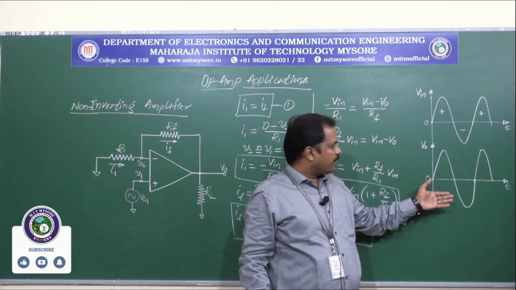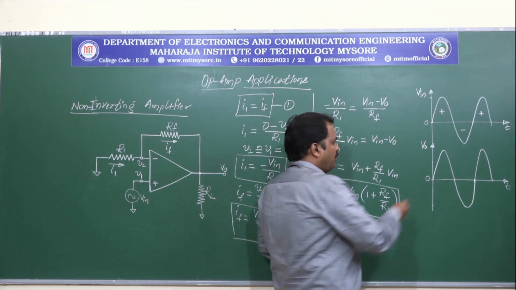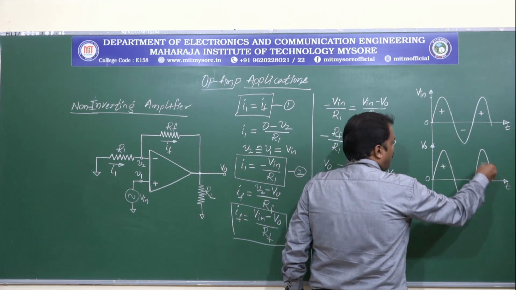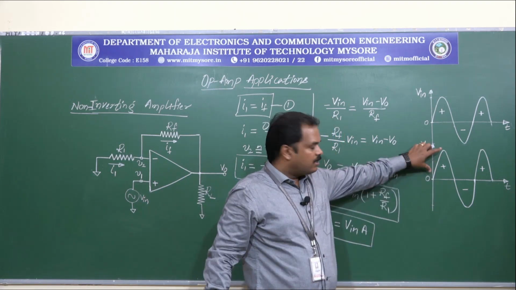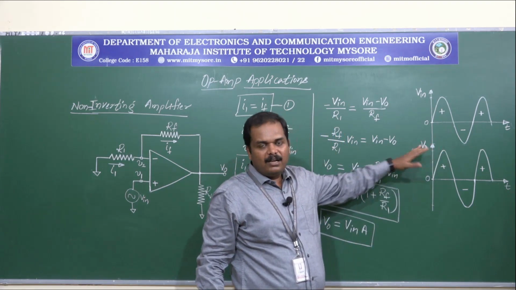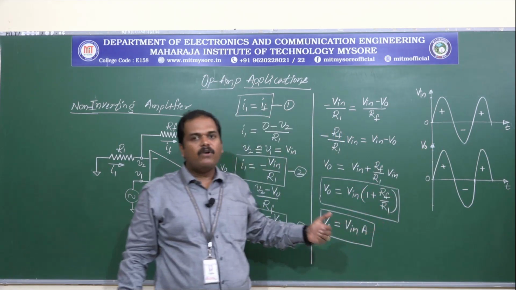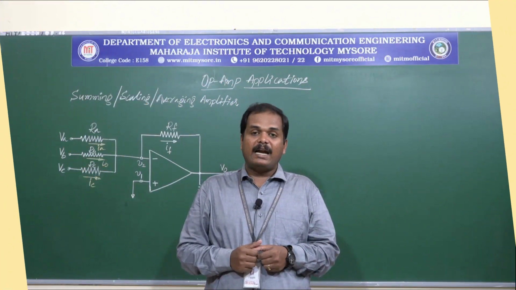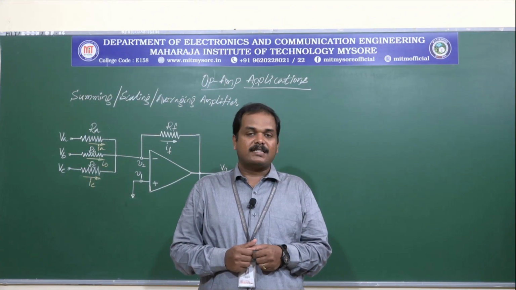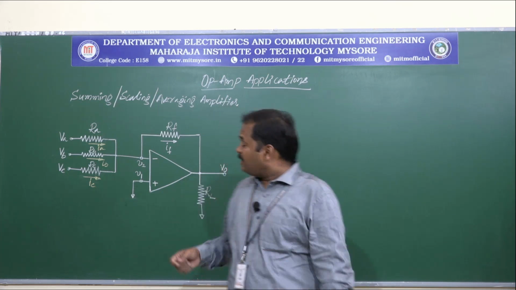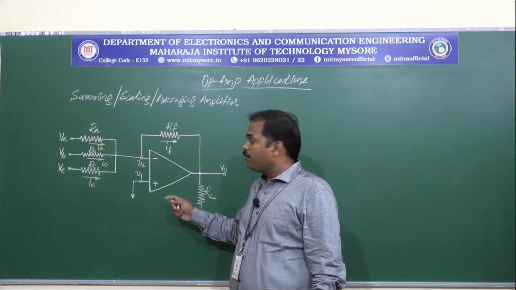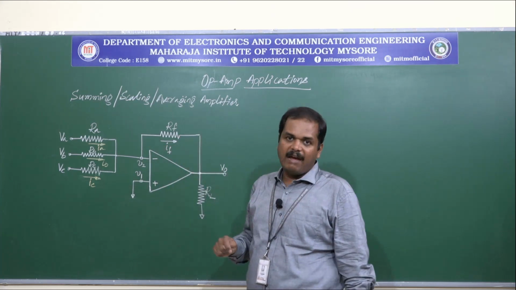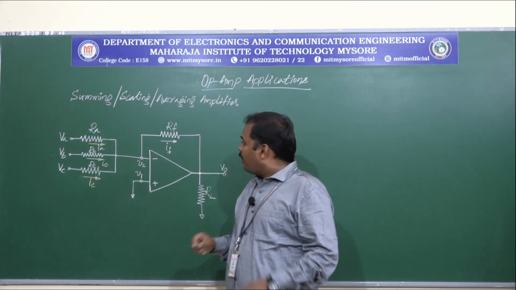So from this, what we can understand is the output signal is in phase with the input signal with an amplified level. So this is the working of non-inverting amplifier using op-amp. Now we will understand the working of a summing amplifier. This summing amplifier can also be used as scaling amplifier and also as averaging amplifier.